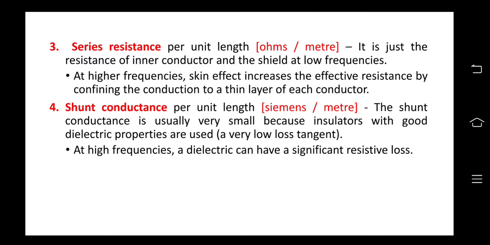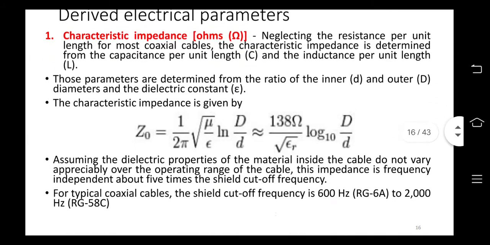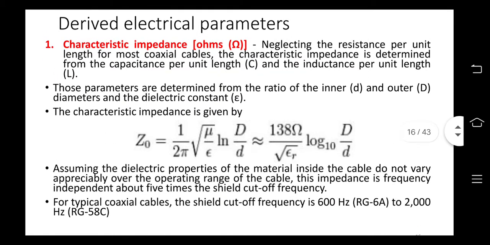The shunt conductance is the fourth element. Units is Siemens per meter. The shunt conductance is usually very small because insulators with good dielectric properties are used, and at high frequencies a dielectric can have a significant resistive loss. Let's see about the derived electrical parameters.